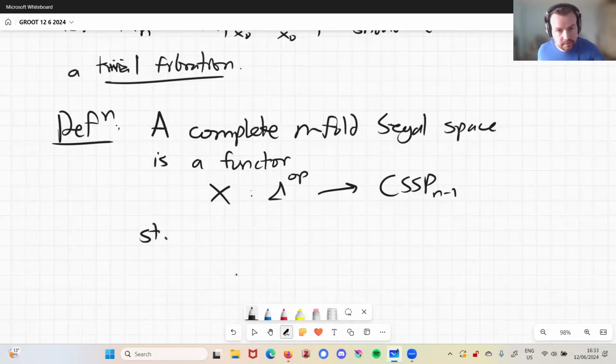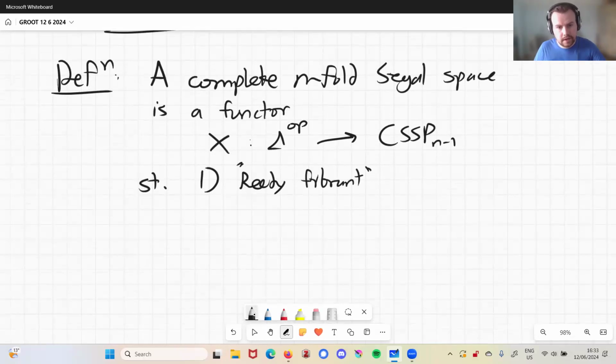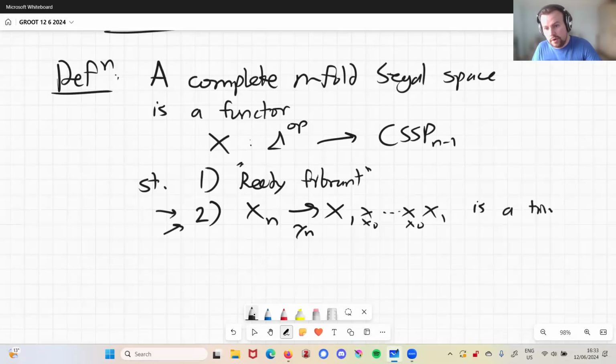Such that, first off, the thing has to be Reedy fibrant, which I am not going to discuss here. It's just to make those maps fibrations. You don't have to worry about it here. It's a technical condition. The important one that's of interest to us is that X_n to X_1 ×_{X_0} ... ×_{X_0} X_1, we call these the Segal maps. This is a trivial fibration. And what do I mean by a trivial fibration more precisely?